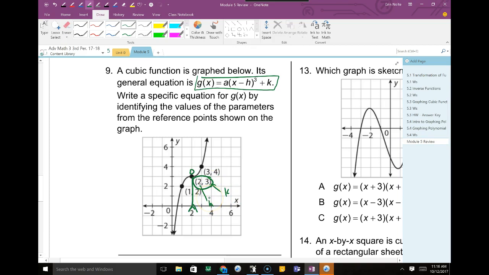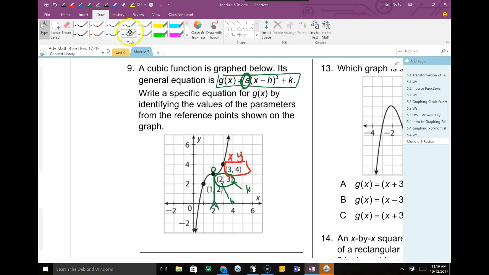What's the one variable that I'm missing for that equation? The a. So how do I go about finding a? Go ahead, John. Plug in what? Good, because that's an x and a y, right? So we can use those pieces to plug it in to find our equation.